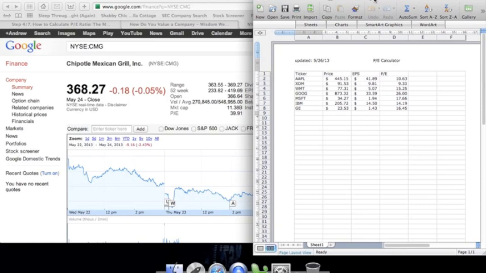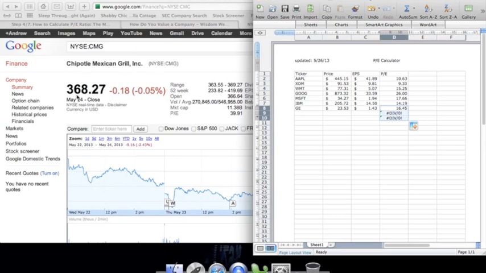I took the top, what's that, 1, 2, 3. I took the top 7 companies and showed you their PE ratios here. And then basically what my Excel sheet does is just divides the total price by the EPS and gives you the PE ratio. So let's look at Chipotle now.